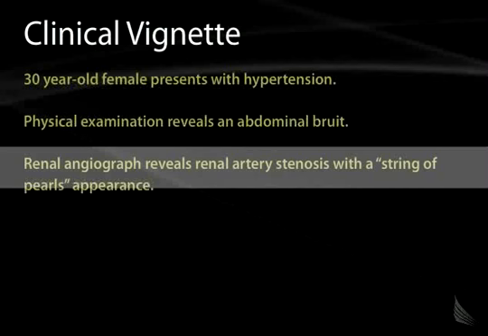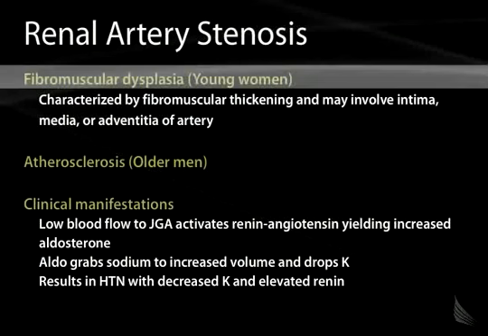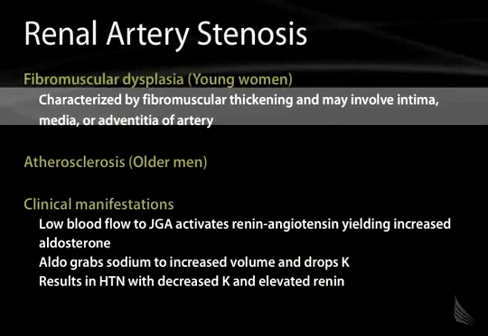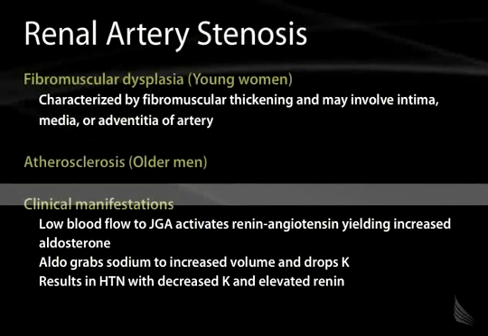Basically, this disease is anything that causes a decrease in the caliber of the renal arteries. This occurs basically in two settings. One is what we call fibromuscular dysplasia. This is the type of renal artery stenosis that we see in young women. It's an idiopathic disease that's characterized by a fibromuscular thickening of the intima, media, and/or adventitia of the renal artery. The second setting in which you see renal artery stenosis, and the most common setting, is atherosclerosis, where you get atherosclerotic plaques in older individuals who have long-standing vascular disease.